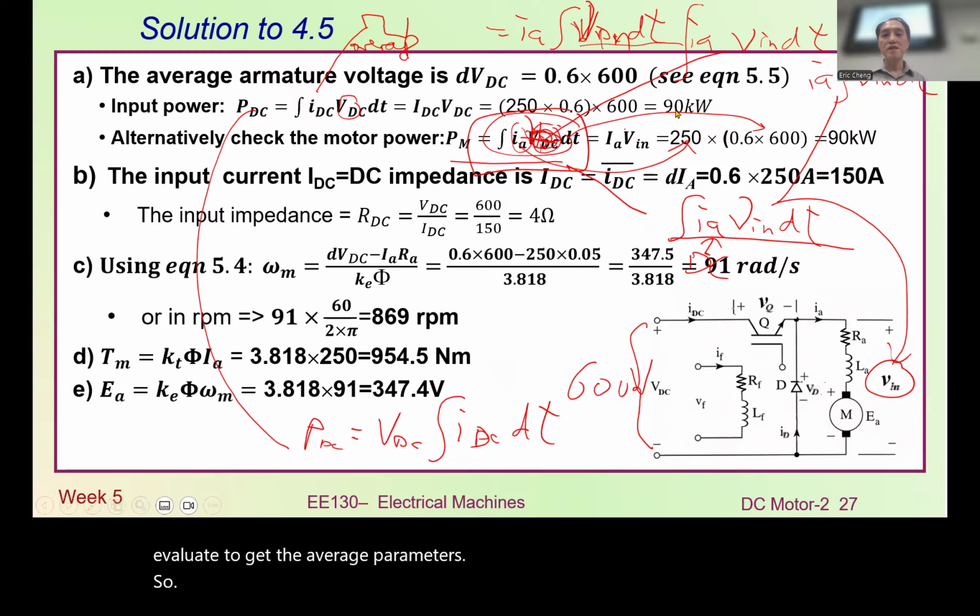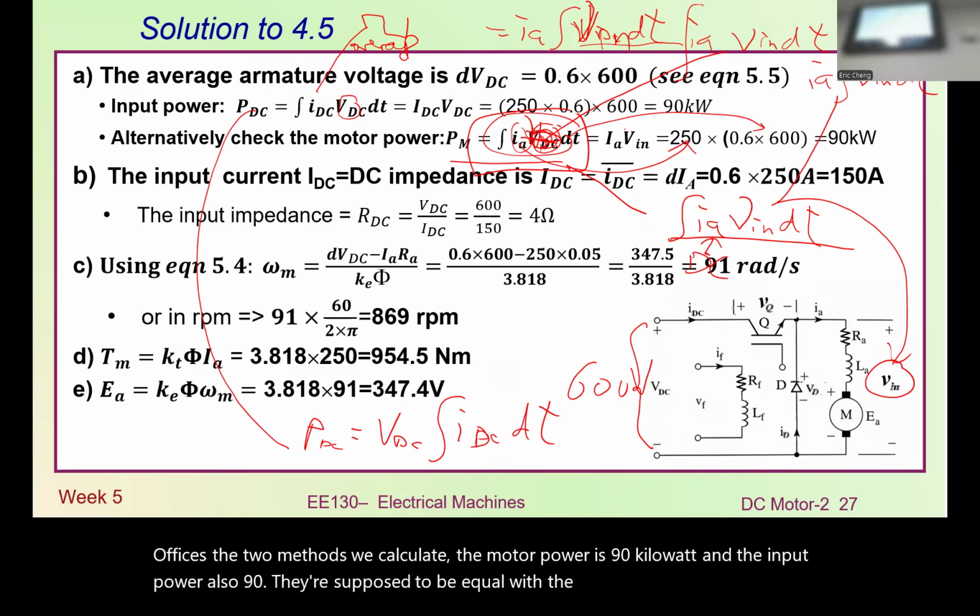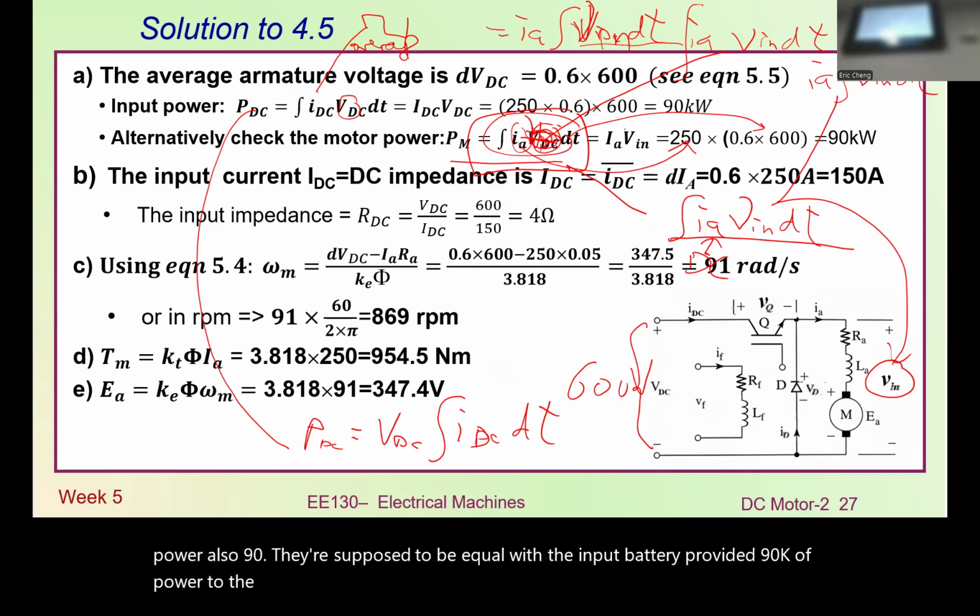Obviously, with the two methods we calculate, the motor power is 90 kilowatt and the input power is also 90. They are supposed to be equal because the input battery provides 90 kW of power to the motor. So these two should be the same energy.